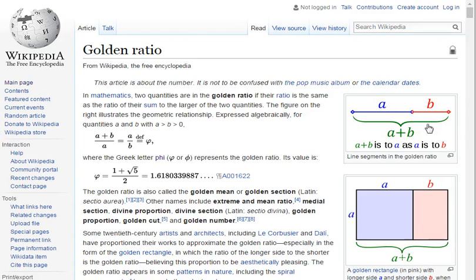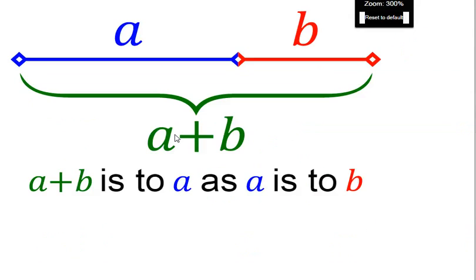And this picture over here actually kind of gives you the idea. So let's just look at this picture and I'll try to explain the concept of the golden ratio. So the golden ratio is talking about, and you're going to read right here, A plus B is to A as A is to B. And what that is saying is the total length, A plus B, is to, meaning is in ratio with, the A, as is the ratio of A to B.